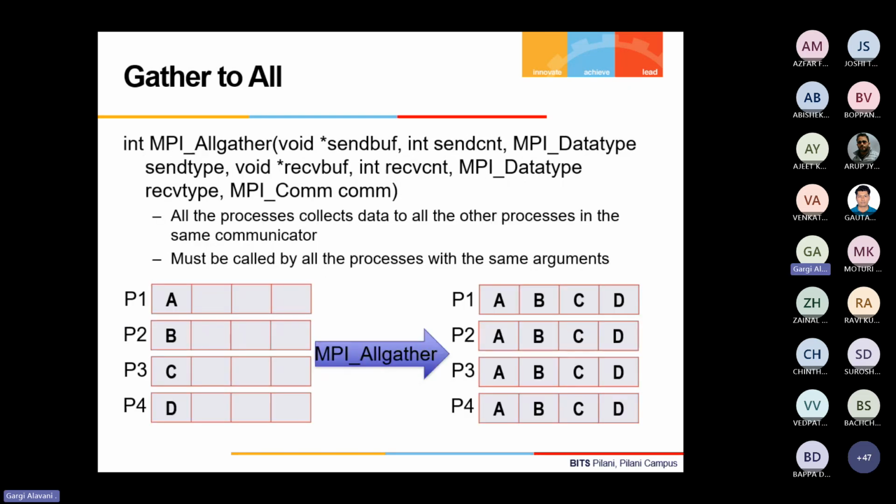Next one is gather to all. Here, all the 4 processes have one element each, and now all the processes in that communicating world want to communicate the same data to all the other processes. So here we use gather to all, or allgather. Here again, send buffer, send count, data type, receive buffer, receive count, then the data type and the communicator.